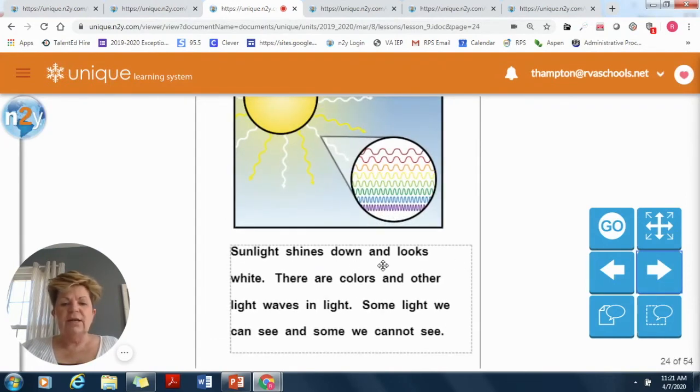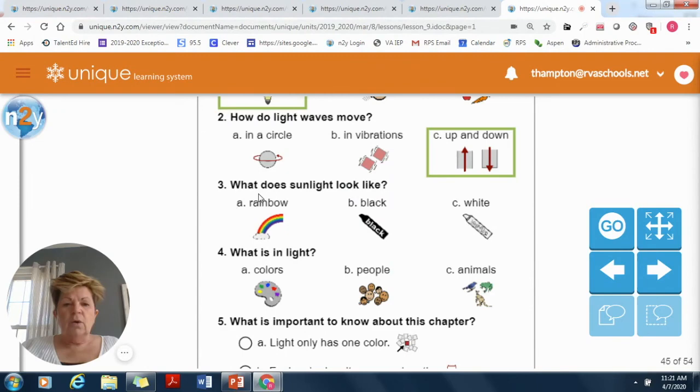Sunlight shines down and looks white. There are colors and there are other light waves in light. Some light we can see and some we cannot. Sunlight shines down and looks white. Good. What does sunlight look like? White.